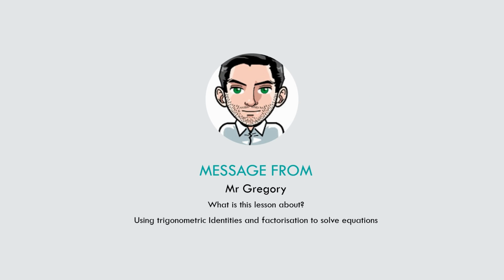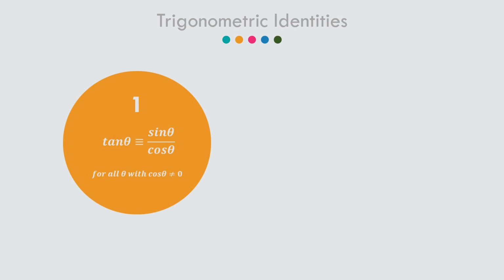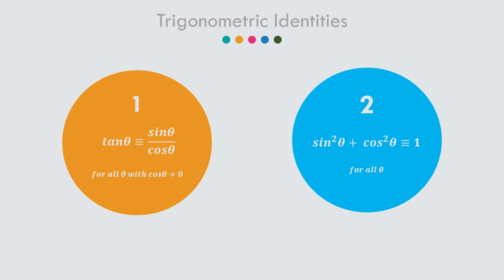Today we're going to be looking at using trigonometric identities and factorisation to solve equations. The first trig identity that we need to know is tan theta equals sine theta over cos theta. The second trig identity is sine squared theta plus cos squared theta equals 1.